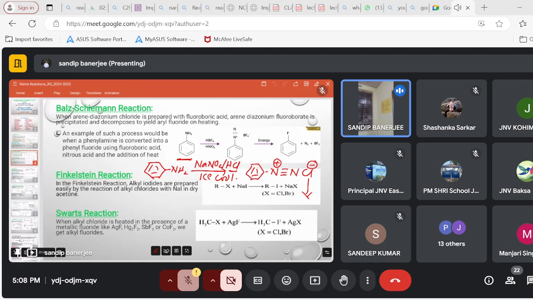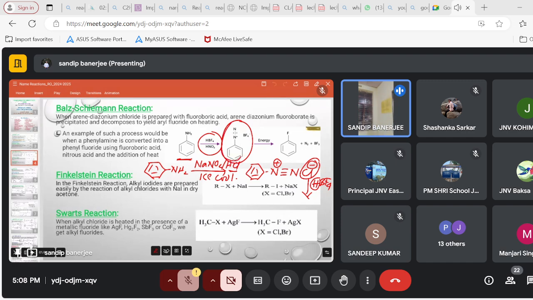In the next stage, the attacking agent is fluoroboric acid, HBF4. In this stage, with this fluoroboric acid, H plus and Cl minus are eliminated, and you will get this intermediate. So here HBF4 and HNO2 are actually not used simultaneously. You have to synthesize the diazonium salt first, then react it with HBF4, and you will get this one.